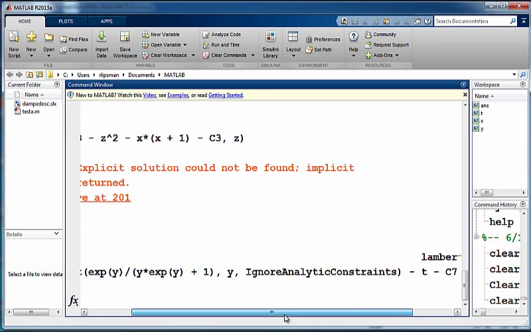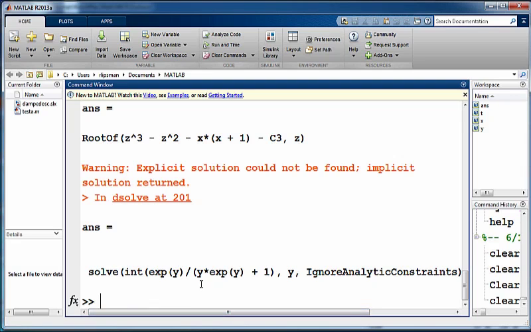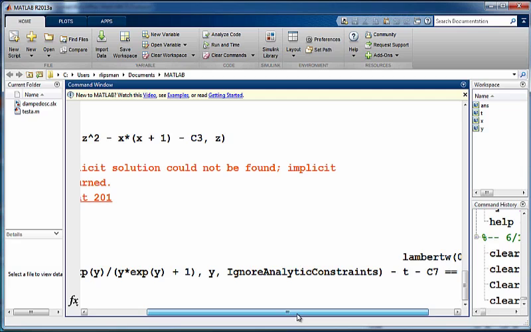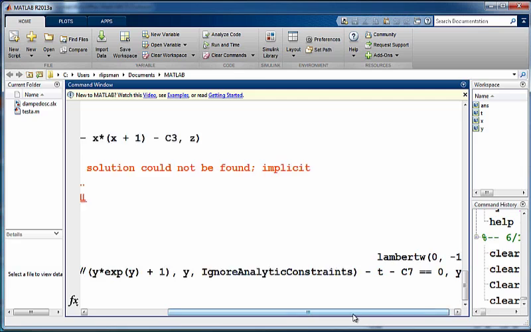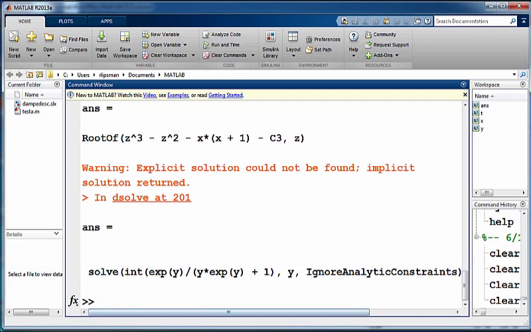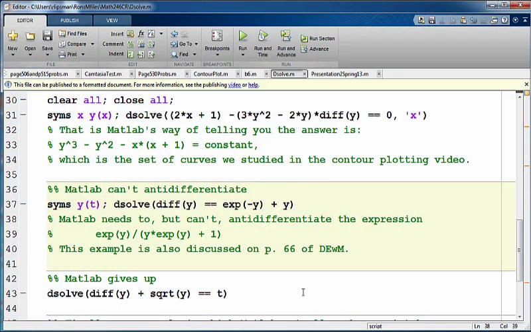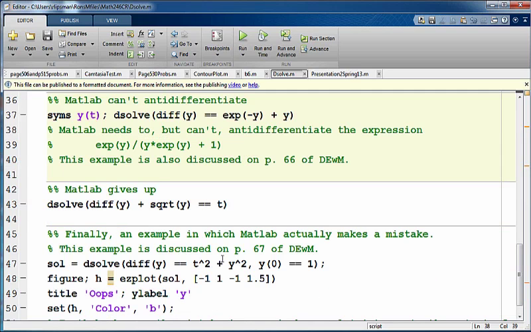that the answer is in terms of an integral that it can't do, right? The integral of e to the y over y, e to the y plus 1. That's MATLAB's way of telling you that it can't do that integral. The answer is that integral minus t minus a constant equals 0. This here is a constant solution, which is actually a complex number. Okay, let's go back. So MATLAB couldn't anti-differentiate. This example is also discussed on page 66 of the MATLAB book.